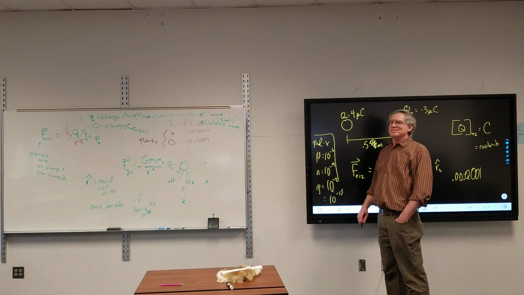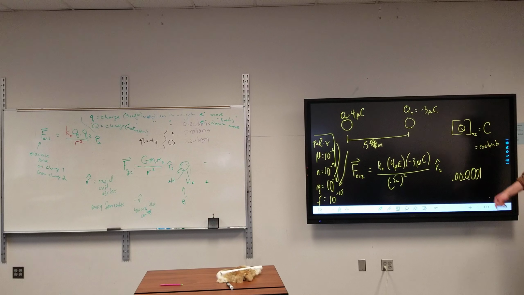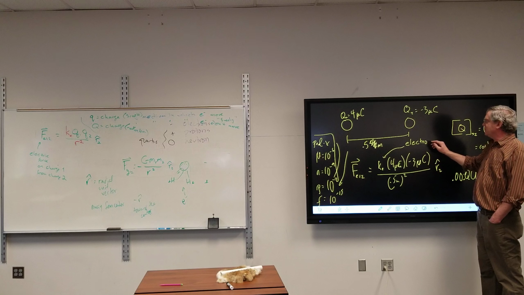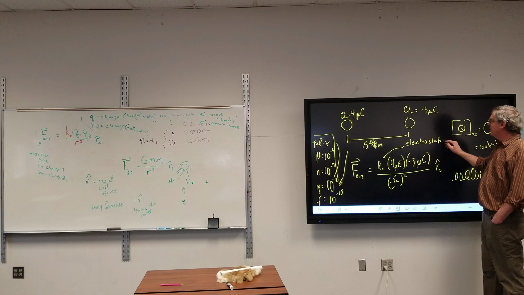All right. Now, we have everything here except for this k_e, which I wrote up over there. This has two names, and I will flip back and forth, sometimes in the same sentence. This is known as either the electrostatic constant or Coulomb's constant.